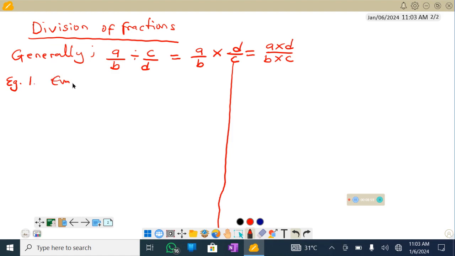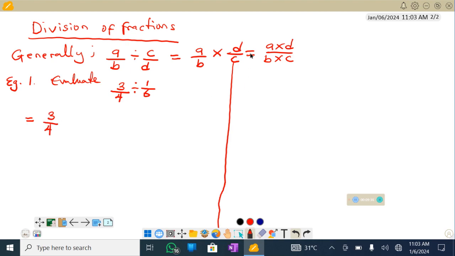Let's evaluate 3 over 4 times 1 over 6. Oh, we are not multiplying. Sorry about that. We are actually dividing. Divide by 1 over 6. So what are we going to do? That will give us 3 over 4.